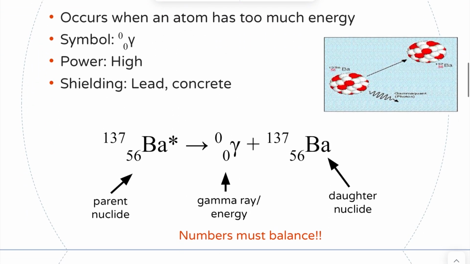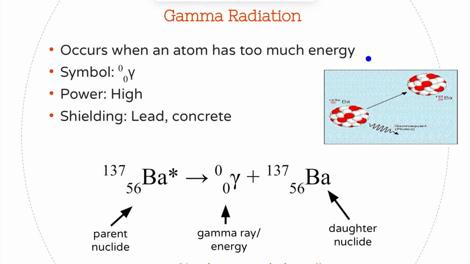Next, we have gamma radiation. Gamma radiation occurs when an atom has too much energy. And so a gamma ray, and this is not a particle, it is a ray of energy, or a photon, is emitted. And the power of this radiation is high. You need lead or concrete to block it. And we denote this because we're not actually going to be changing our element. Our gamma ray has a 0 and a 0 here because it has no mass. So we denote that our parent nuclide, in this case barium-137, has high energy with an asterisk. And then we can see that energy being released, and then we get a more stable low energy barium-137 particle.